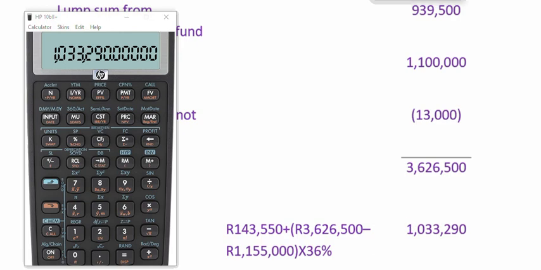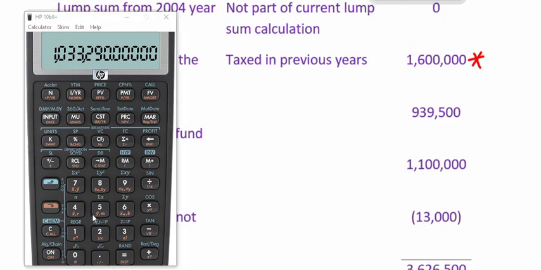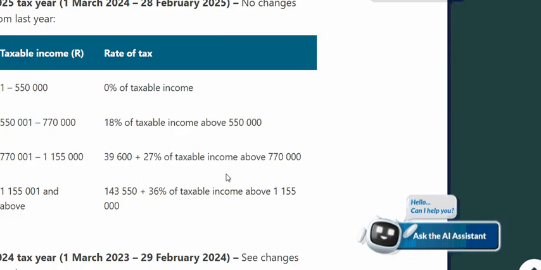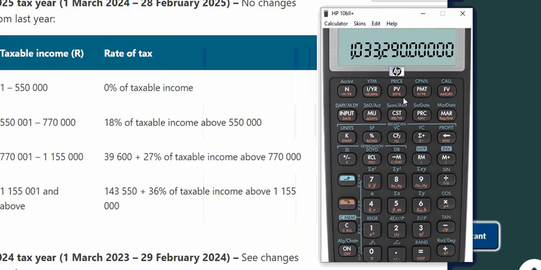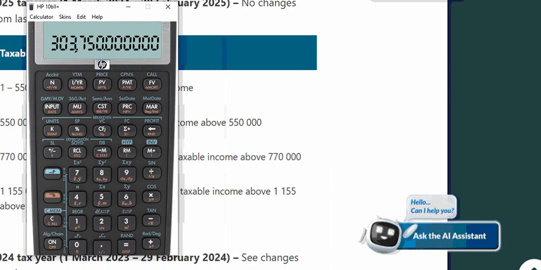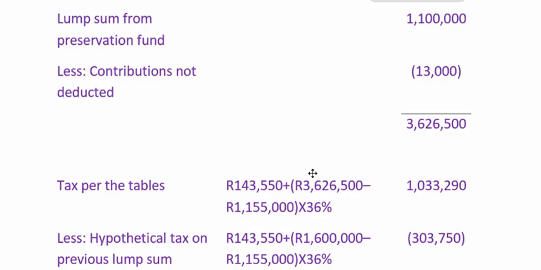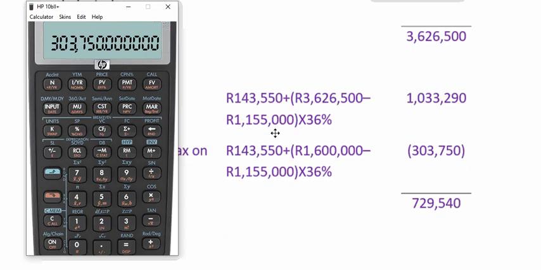What do we get to take off? Hypothetical tax on the 1.6 million that we've already paid tax on. So let's just go back to that page and let's look at the hypothetical tax. So if there was 1.6 million rand worth of tax, hypothetically, how much tax would we pay on that today? 1,155,000, 445 times 0.36 plus 143,550 over there. So it'd be total tax of 303,750. There's the 303,750 so that you can check. And how much tax would we pay on lump sums today? 729,540.